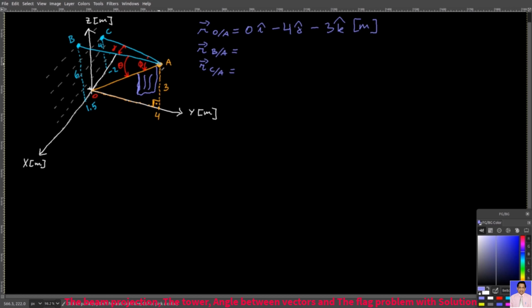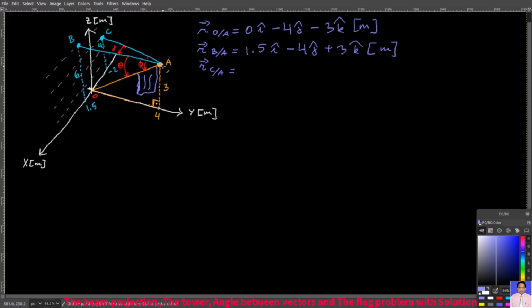Then in order to go from A till B, you first have to walk 1.5 meters in the positive X direction, so 1.5i, then 4 meters in the negative Y direction, minus 4j, and then 3 meters up in the positive Z direction. That's because here you are at Z equals 3 meters, but you have to get to Z equals 6 meters. So essentially you have 6 minus 3 equals 3. And so you write plus 3k. And that's also in meters.